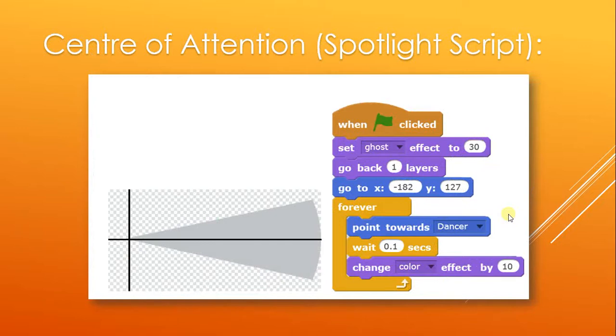Okay, so this one's a little bit more complicated because, as you remember, we wanted to track our dancer, but we're going to use the ghost effect. If you remember, the ghost effect makes him a little bit translucent or semi-transparent, so it looks like he's affecting the dancer but not covering the dancer up. So let's go and work through the code here.